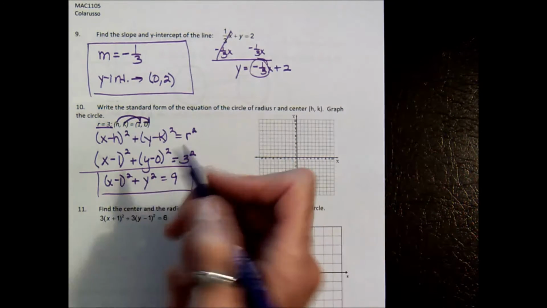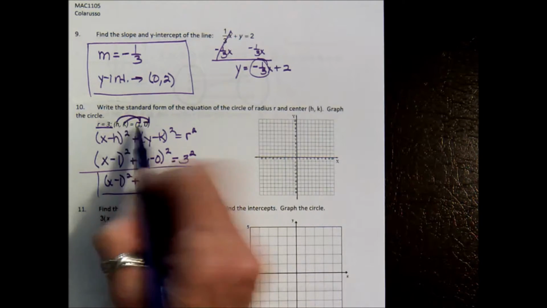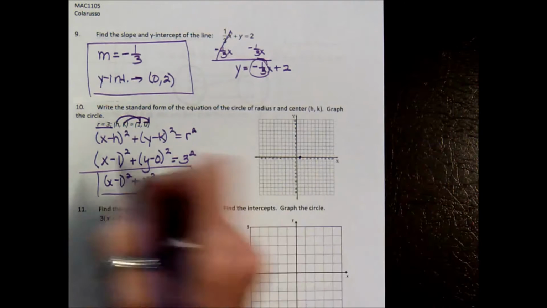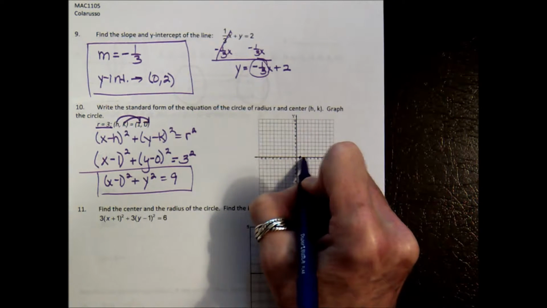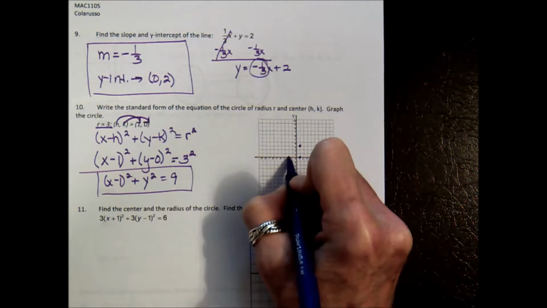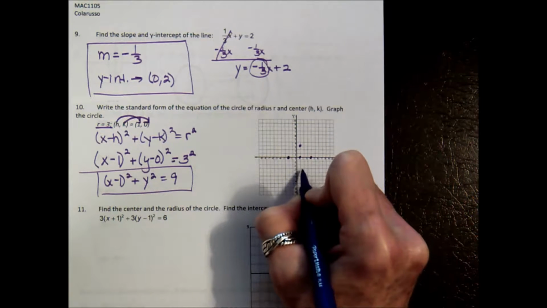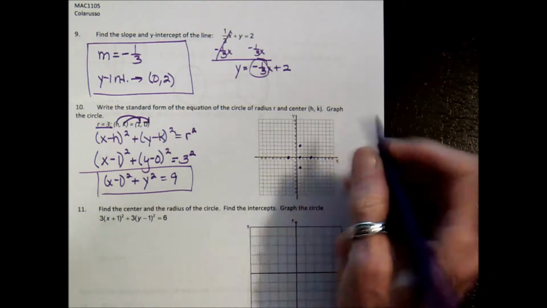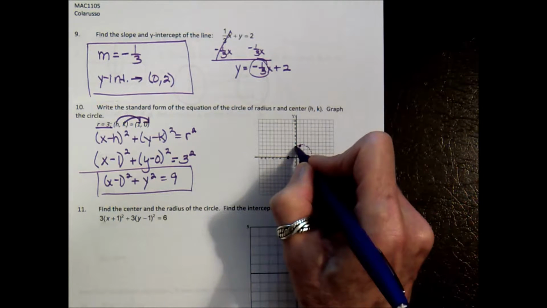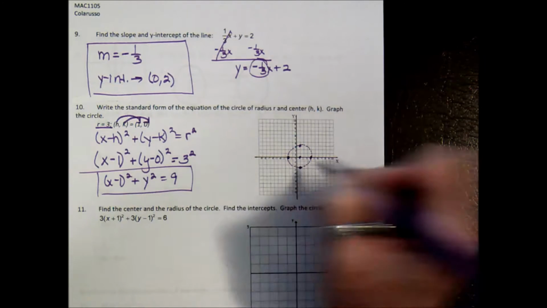Now I'm going to graph it. I know that the center is at the point (1, 0), so the center is right there, and the radius is 3. So we count over 1, 2, 3, and down 3, and then you just sketch and fill in, rounding that out the best you can. It's not an easy thing to do, but there you go. That's close enough.